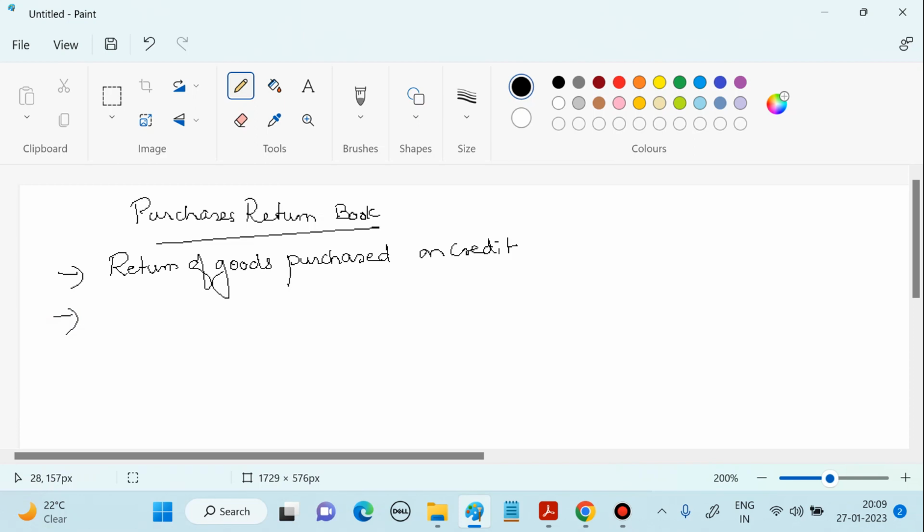If you have purchased goods on cash, by paying cash you purchase goods. Now you're returning some of that goods. Will that return be recorded in this purchase return book?